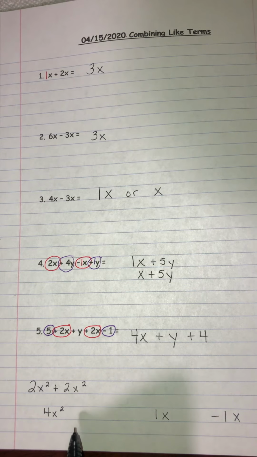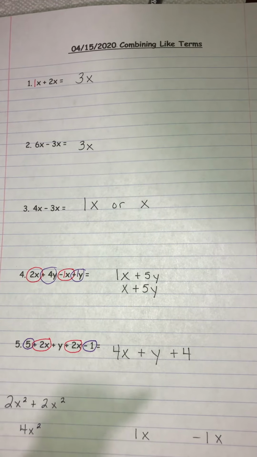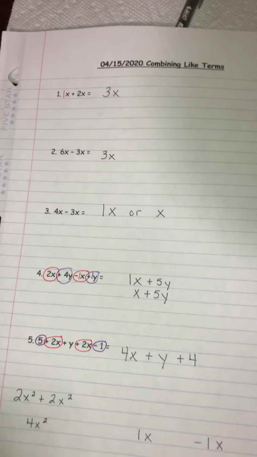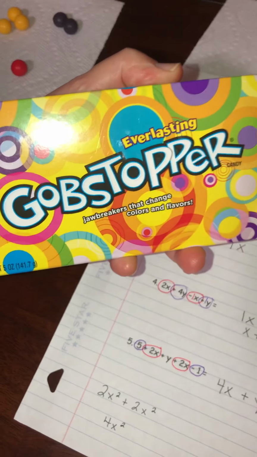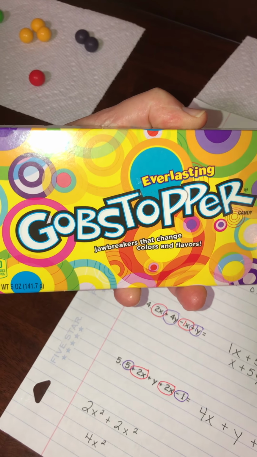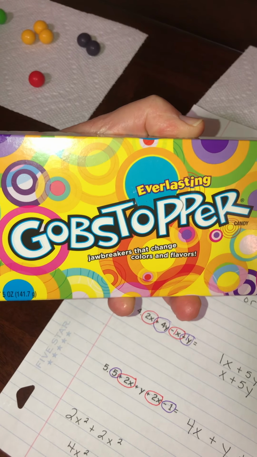This is the video on combining like terms. And if you watched it, I'm going to tell you what. There's this candy that I showed in the beginning. It's called Gobstoppers. Those are one of my favorite candies. And on the next test, I'm probably going to ask you, what candy did Miss White show in the Combining Like Terms video?